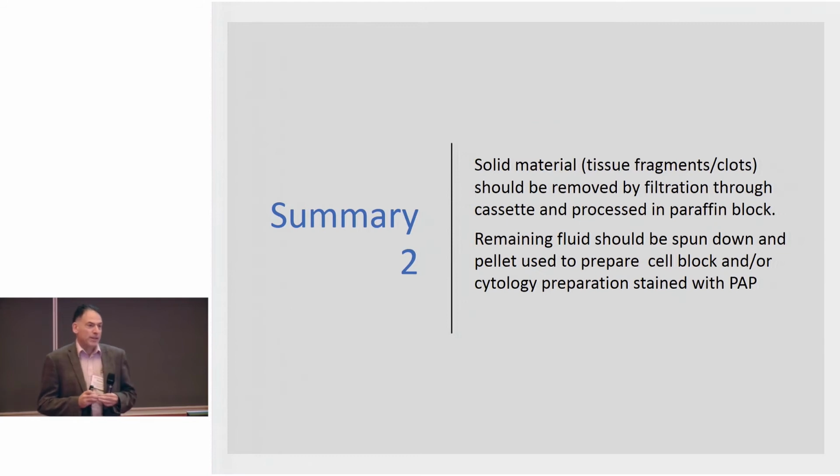Now, solid material. If you get solid material, this should be removed by filtration through a cassette and processed in a paraffin block. And if you get that, you may not need to make a cell block. It's a much easier way to do it. Remaining fluid should be spun down. The pellet can then be used to prepare a cell block, or just do your cytology preparation if you've already removed some solid material by filtration.